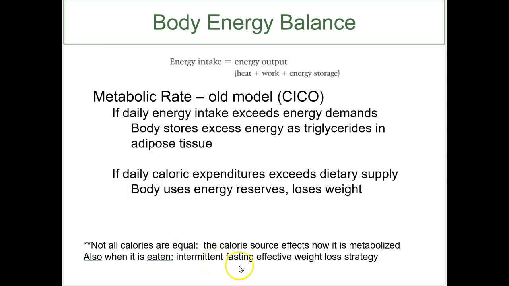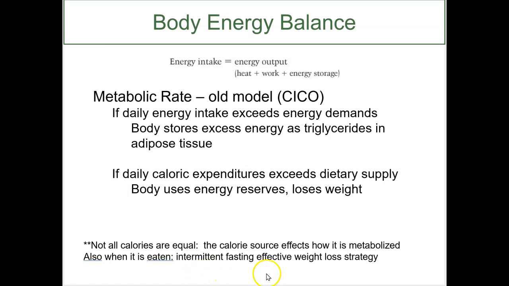We know that what you eat and the source of the calories really does affect how it's metabolized by the body. We know that when we eat more protein, it actually uses more energy to break it down versus simple sugars, which are quickly metabolized. And so it's not just the number of calories, but it's the source. We also know that the timing matters.